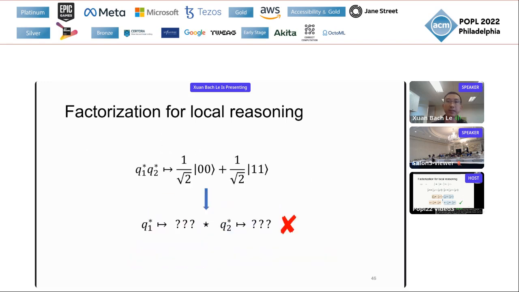Unfortunately, not every combined state can be factorized. Here is an example of 2 qubits Q1 and Q2 in the entangled Bell state. One can show using proof by contradiction that no factorization is possible.